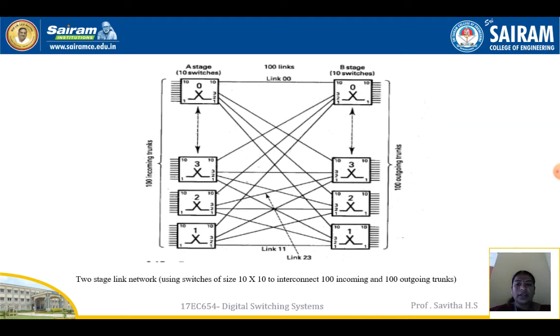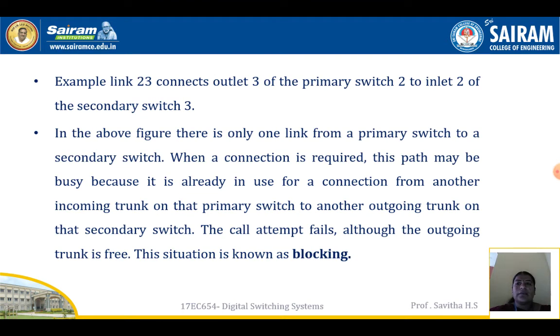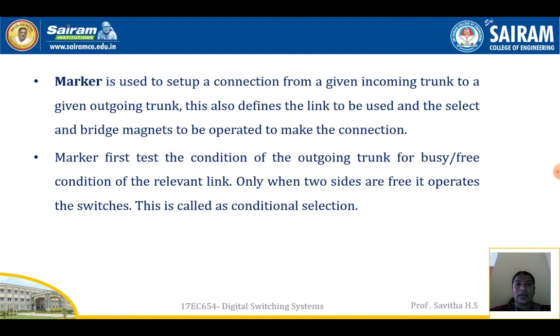The figure shows a two-stage link network using switches of size 10 cross 10 to interconnect 100 incoming and 100 outgoing trunks. For example, link 23 connects outlet 3 of primary switch 2 to inlet 2 of secondary switch 3. In the above figure, there is only one link from a primary switch to a secondary switch. When a connection is required, this path may be busy because it is already in use for a connection from another incoming trunk on that primary switch to another outgoing trunk on that secondary switch. The call attempt fails although the outgoing trunk is free. This situation is known as blocking.